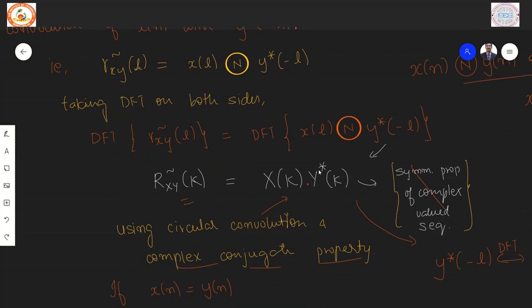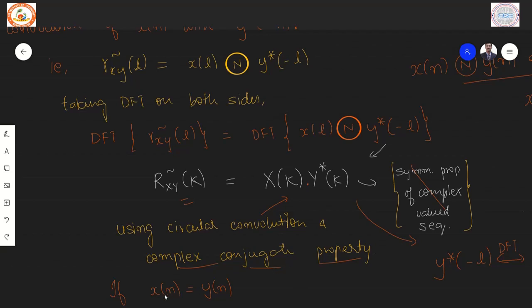This is using the properties, namely circular convolution and complex conjugate properties. So both these properties are coming into picture here to arrive at this particular result. Now let's talk about a special case.